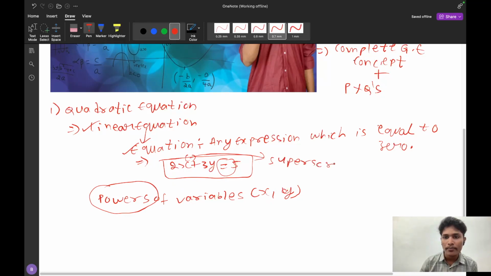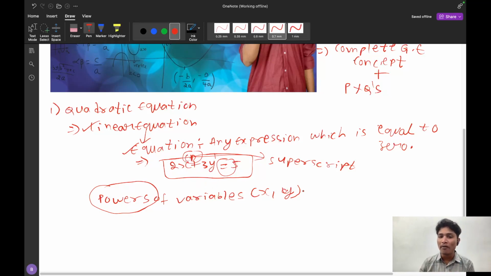Superscript. X superscript is called power. So what is x superscript here? The x superscript is 1 here. So the 1 is called the power of this variable x, and 1 is the power of variable y.